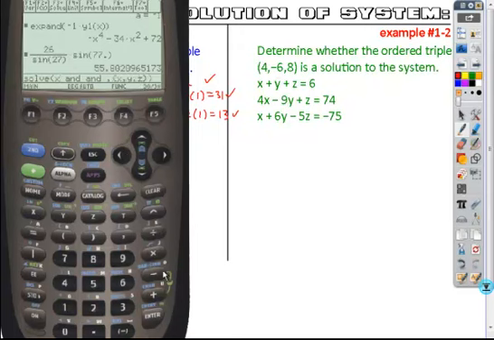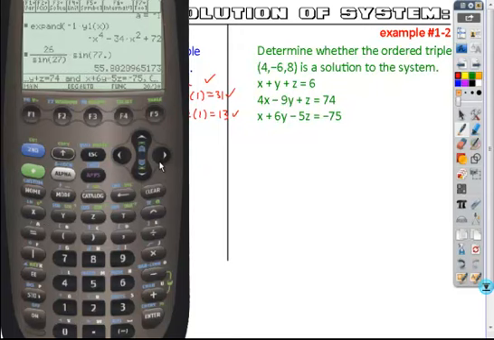I'm going to go ahead and just type x plus y plus z equals 6. Move after my and. Notice I do need another and here, so I'm going to choose alpha and put another space. Here I'm going to write my second equation, 4x minus 9y plus z equals 74, and then scroll after my and, type my last equation, x plus 6y minus 5z equals negative 75. And so there's all 3 of my equations written.